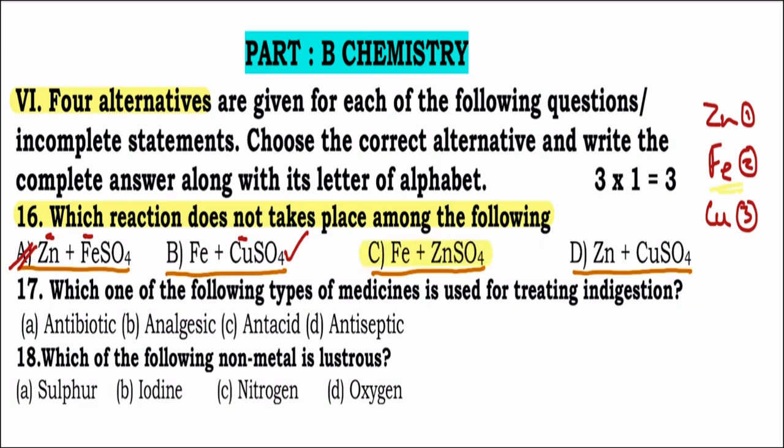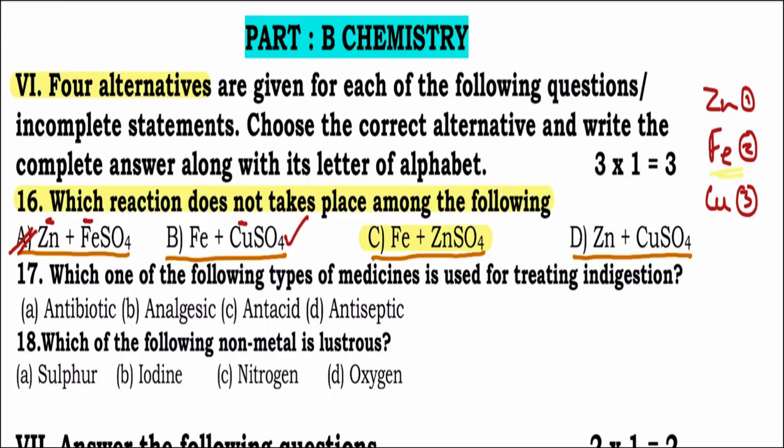And whereas if we come to fourth, zinc is more reactive than copper, so zinc will displace copper. Next question. Which one of the following types of medicines is used for treating indigestion? Options are option A, antibiotic, option B, analgesic, option C, antacid, and option D, antiseptic. And the answer for this question is option C, antacid.